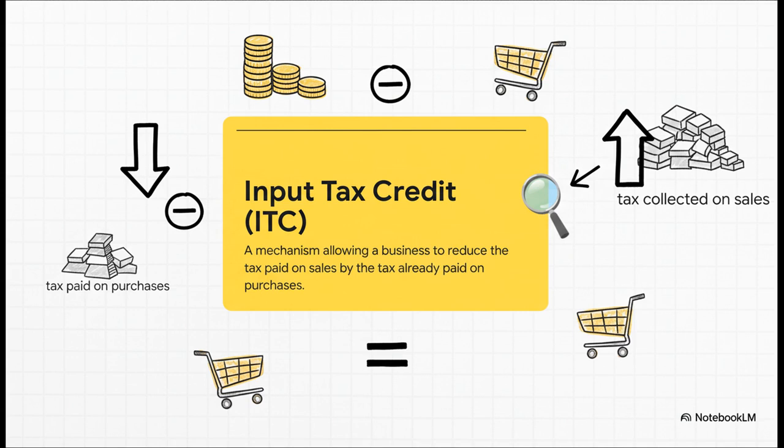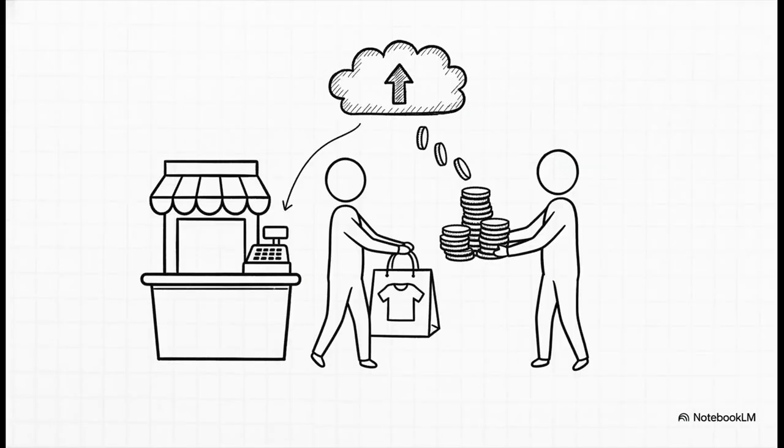You only have to pay the government the difference. That's it. Okay, let's zoom in on that final step, the retailer. So they sell the t-shirt to you for 500 rupees and they collect 25 rupees in GST. That 25 rupees is what we call their output tax. But they don't just write a check for 25 rupees to the government.